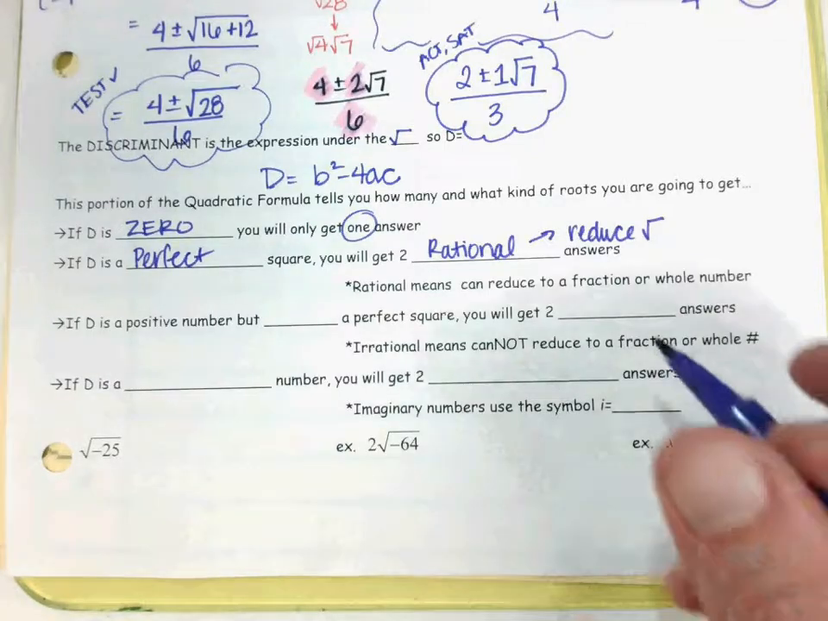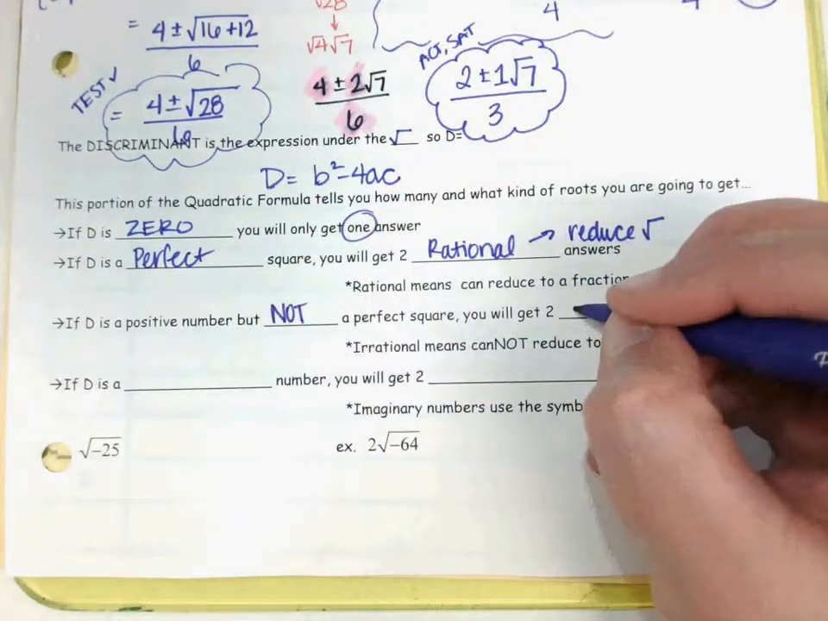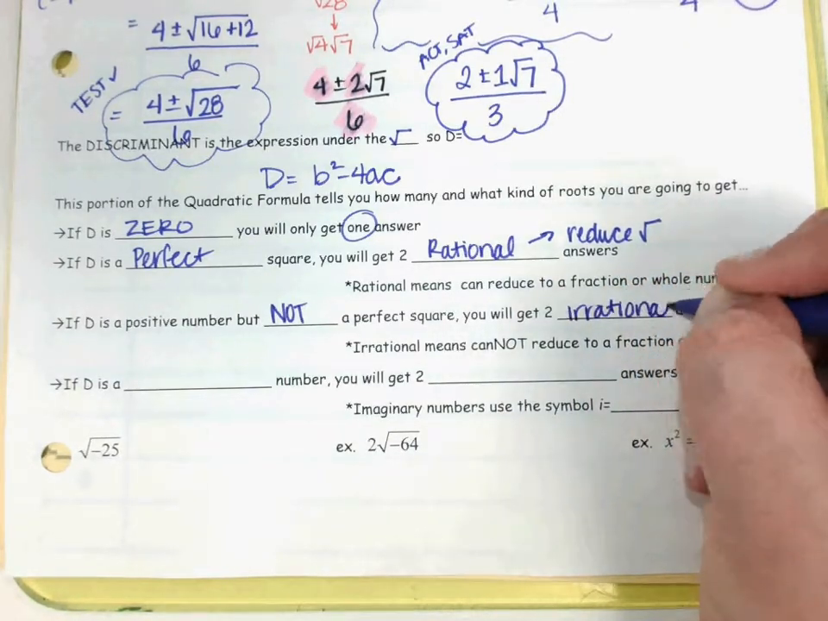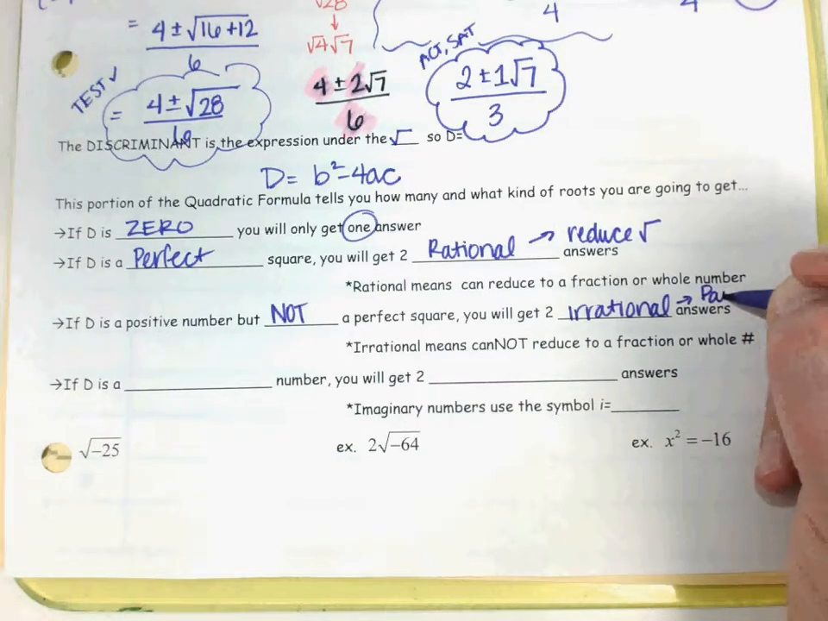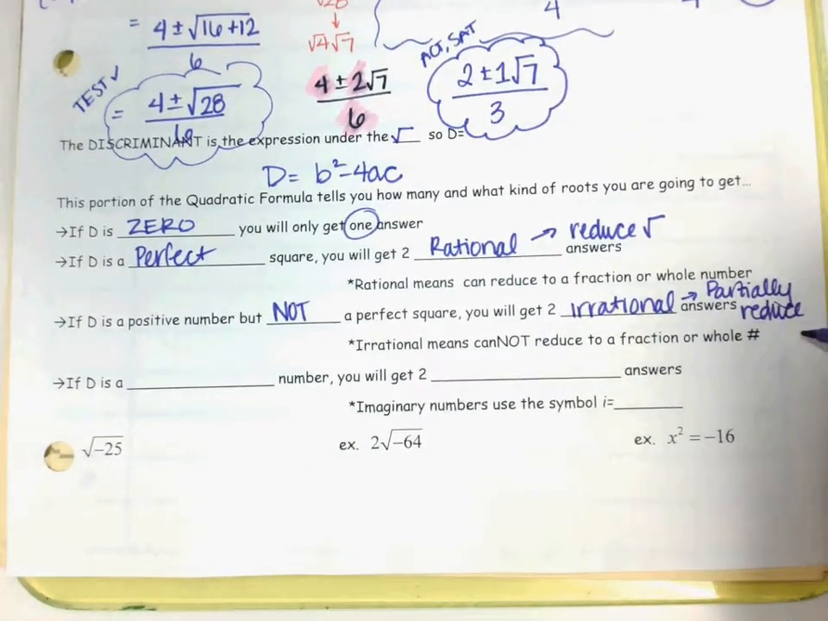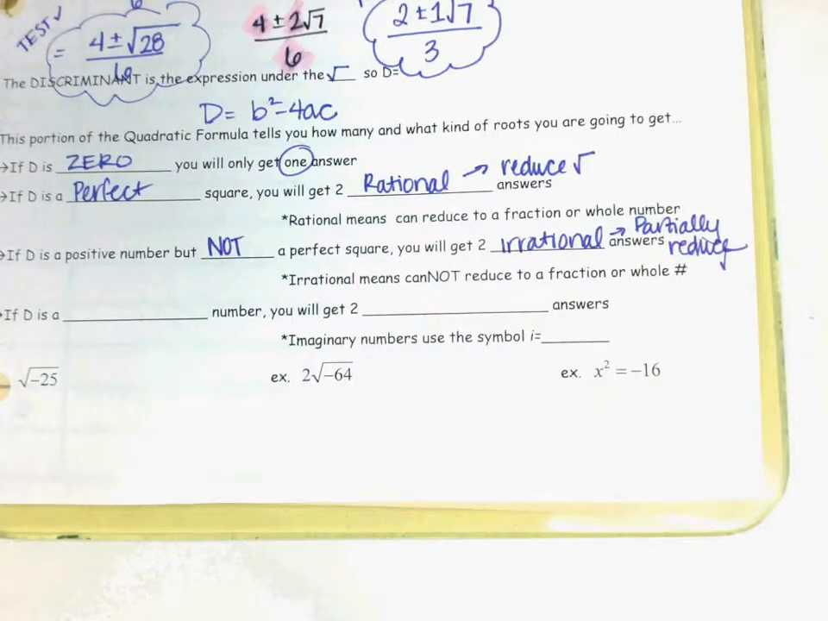If it's positive but not a perfect square, okay, then you can usually get 2 irrational answers, which means that you can partially reduce, which is like what we did on number 1. So that says partially reduce the square root.